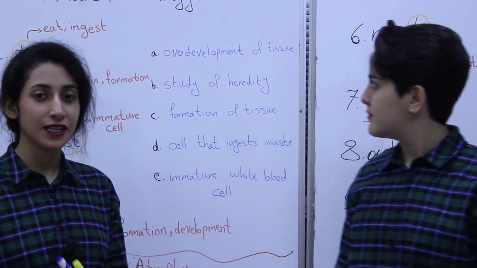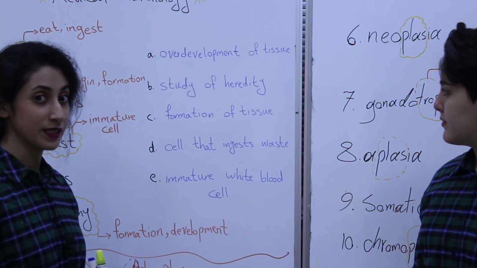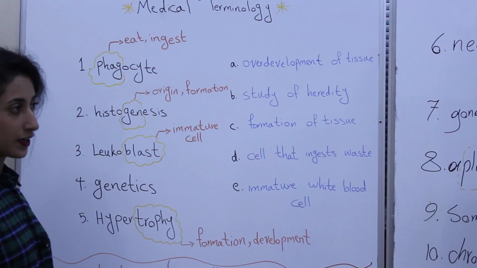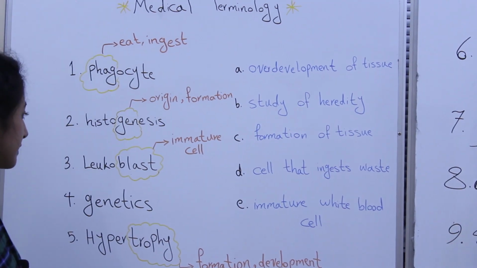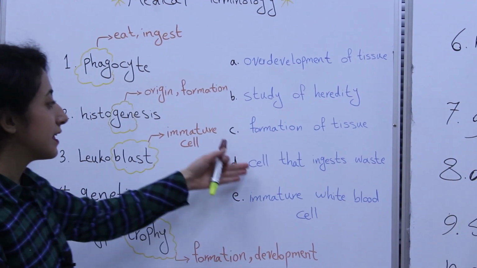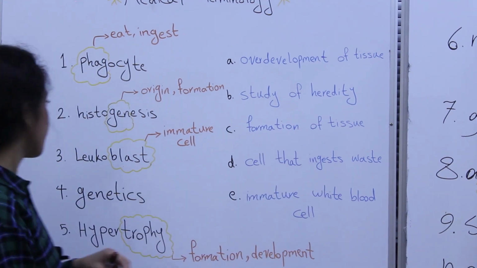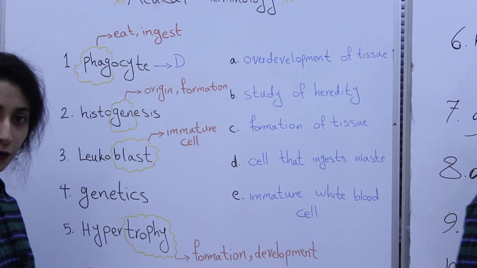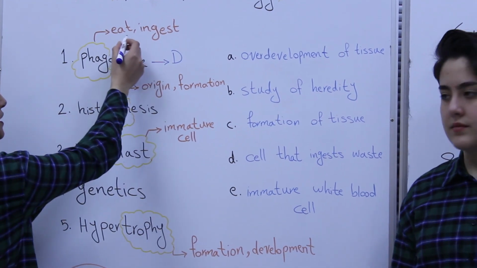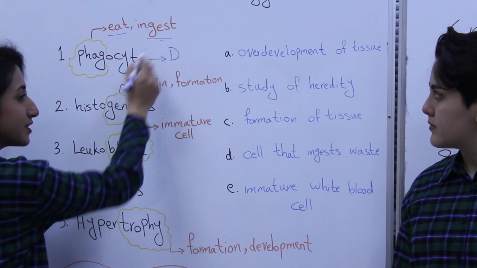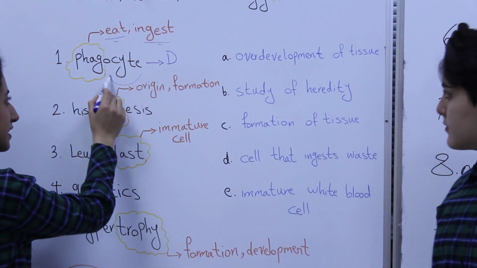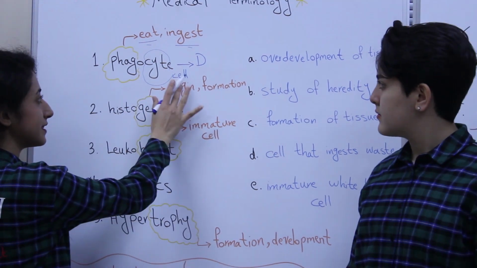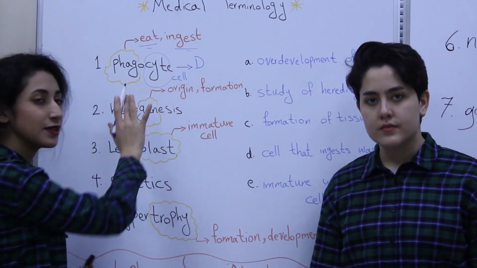In this exercise we can learn new roots and their meanings. So, the first one is phagocyte. What's the meaning of phagocyte? Phagocyte means cell that ingests waste. So, the first one is D. But phago is the root, that means eat or ingest, and cyte also is a root, that means the cell. So phagocyte means the cell that eats or ingests the waste.